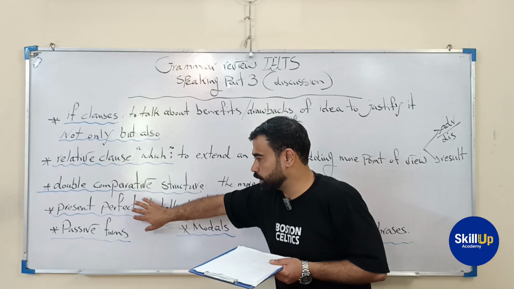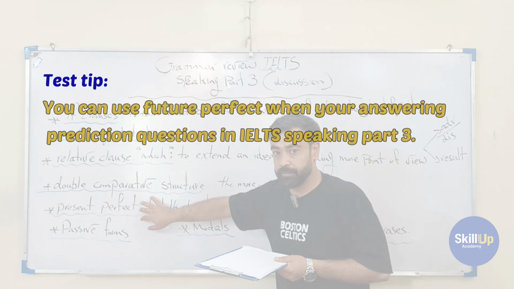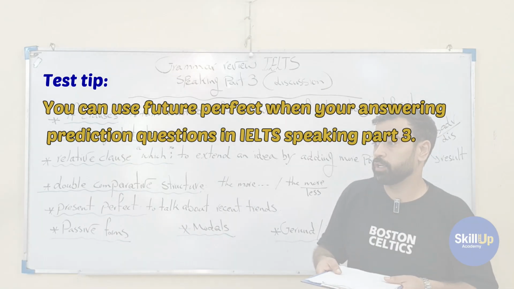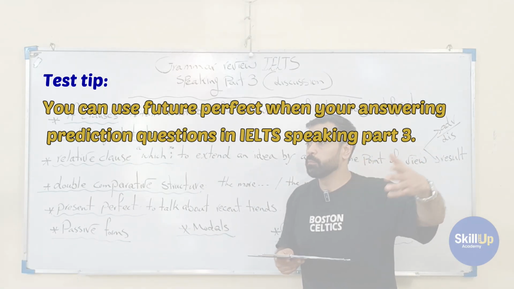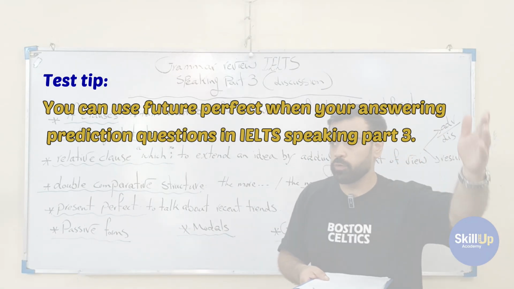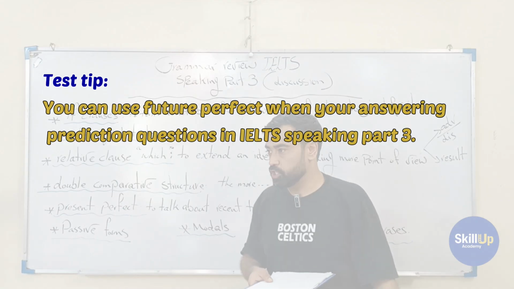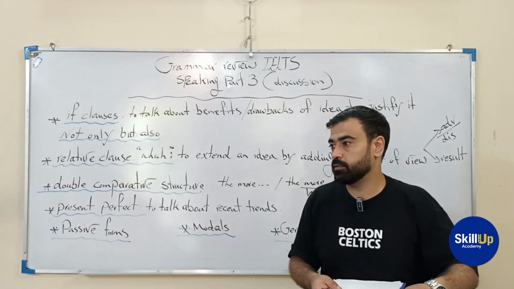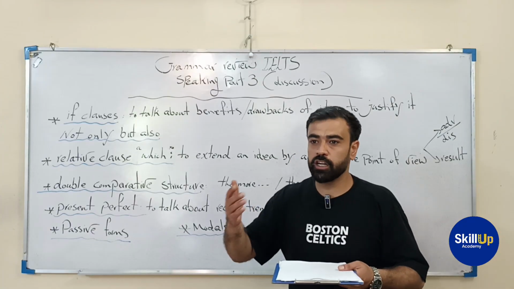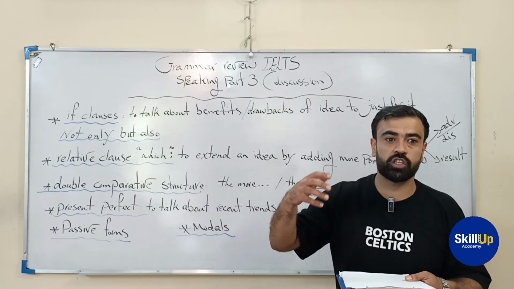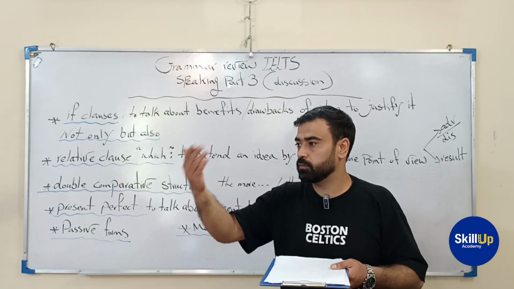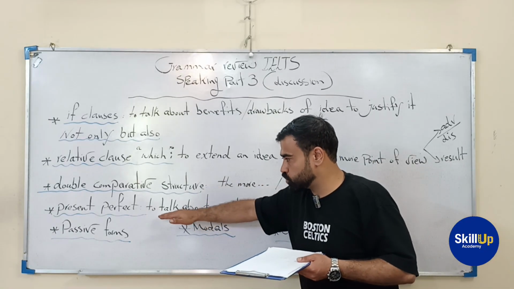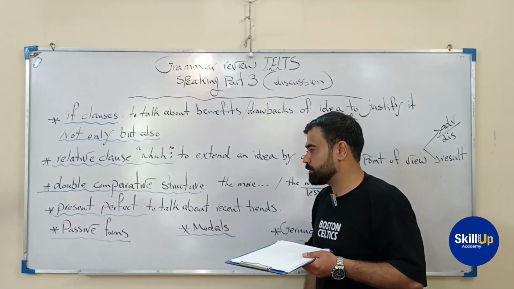And also, you can even use future perfect, particularly when you're answering prediction future questions, yes? By the end of this century, robots will have replaced teachers. By the end of, I don't know, this decade, in the near future, okay, a lot of skyscrapers will have been built, okay? So you can add future perfect besides present perfect.